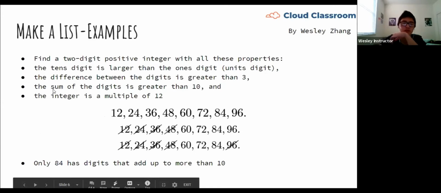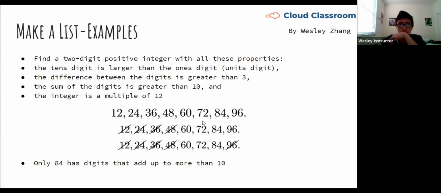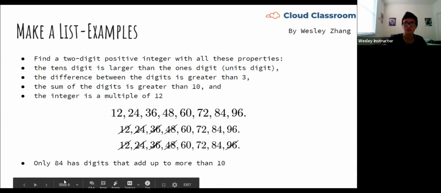So we want to start with the most general ones first. The integer is a multiple of 12. That's the most general. Then we go back to the top. In this case, that's the second most general. And then we break it down even more. We keep going down the list, and we're left with 84.